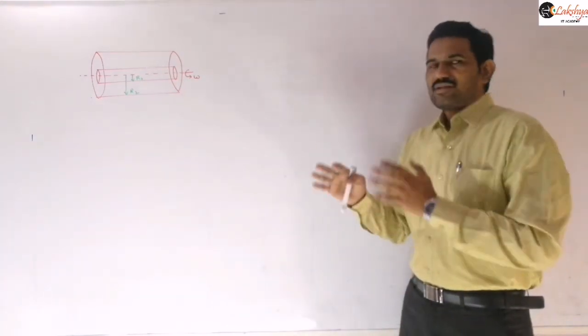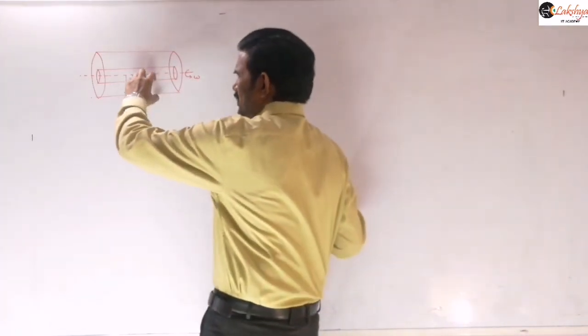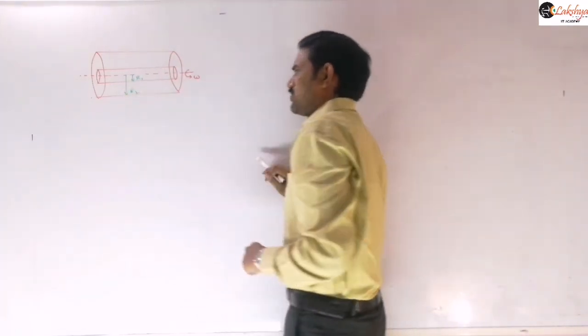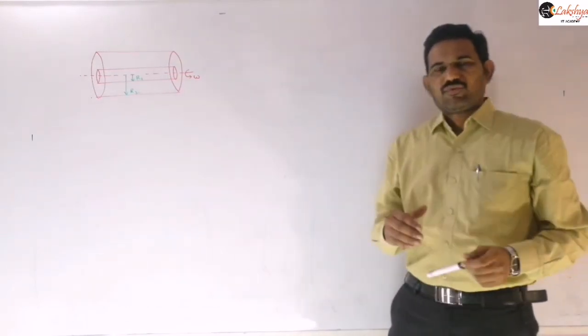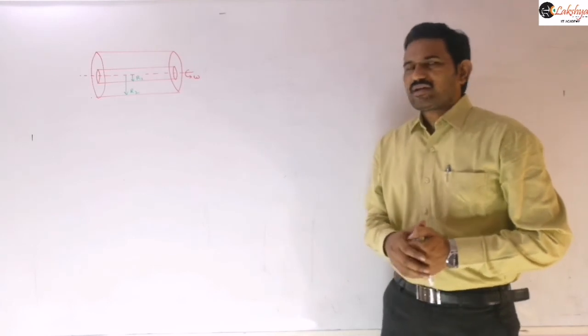So now, is it clear? It is a hollow pipe. The charge is distributed between these two radii, that means from R1 to R2 the charge will be distributed. And now we need to find the magnetic moment for this.